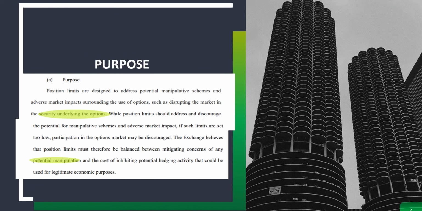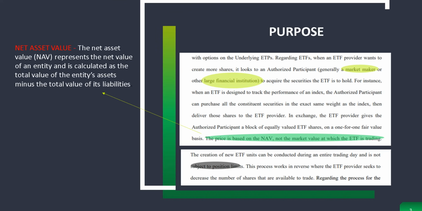So the purpose of this, it says right here, is that position limits are designed to address potential manipulative schemes and adverse market impacts surrounding the use of options, such as disrupting the market in the security underlying the options. While position limits should address and discourage the potential for manipulative schemes and adverse market impact, if such limits are set too low, participation in the options market may be discouraged. The exchange believes that the position limits must therefore be balanced between mitigating concerns of any potential manipulation and the costs of inhibiting potential hedging activity that could be used for legitimate economic purposes.